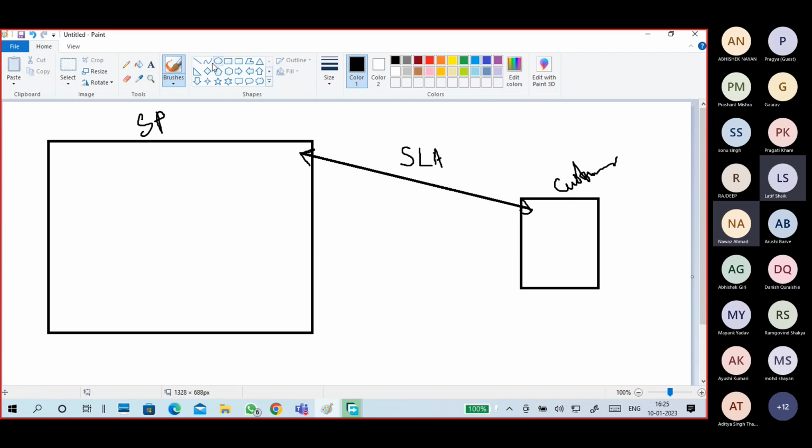Service level agreement. The service provider tells the customer, these are the services you will get, and these are the conditions of the services and the conditions of service support. So the customer is getting the service, and now everything is good.